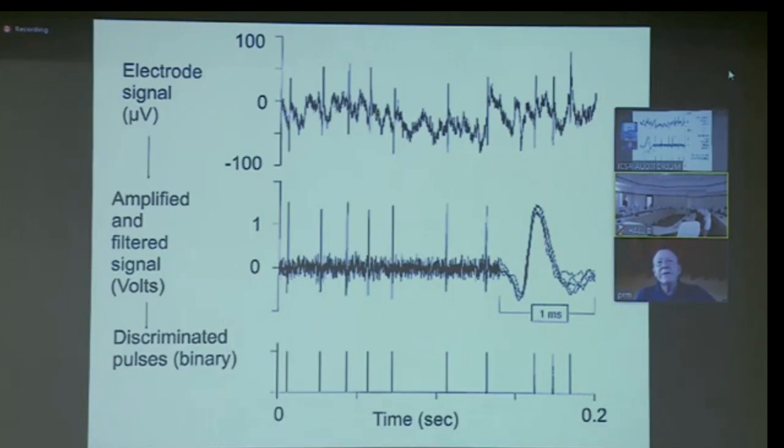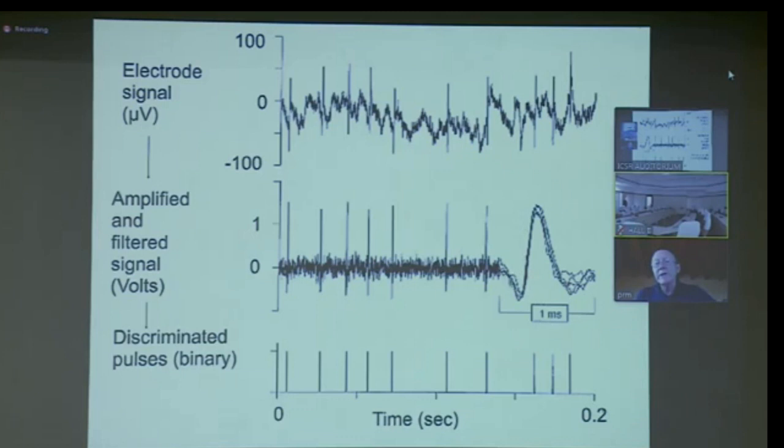And so we can take this complicated signal here. We can filter it, centering the filters on the frequencies in these individual spikes. We call them spikes or action potentials. And so we can filter it and amplify it here. And now we've got a signal in volts, and it's nice and flat. And here on the expanded scale are shown these action potentials.